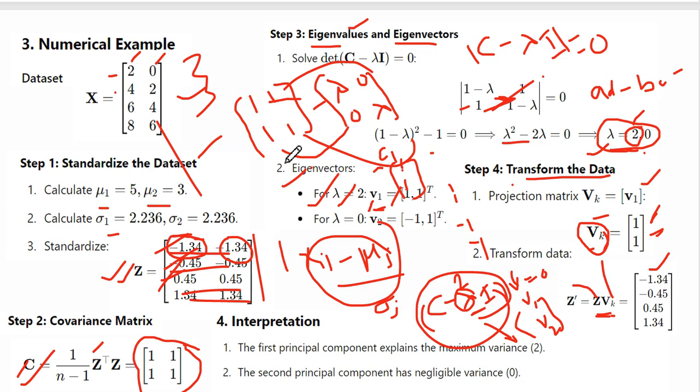The principal components mainly depend upon the lambda values. A larger lambda value means a more important principal component, a smaller lambda value means a less important component. That means that feature may have less important value. From the lambda values we calculate the eigenvectors. After calculating the eigenvectors, we transform the data into the new data by using Z into Vk.